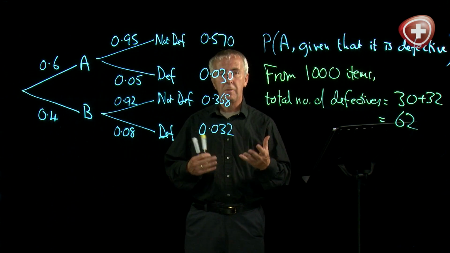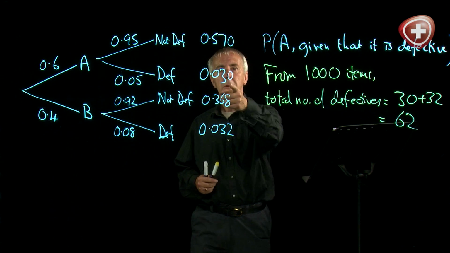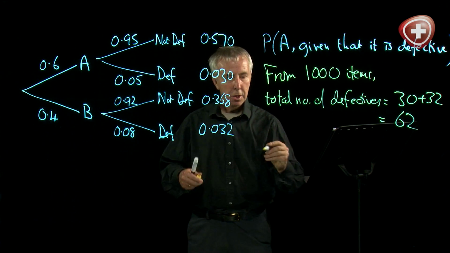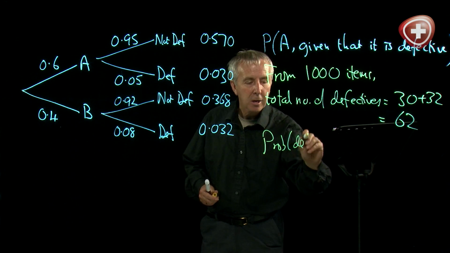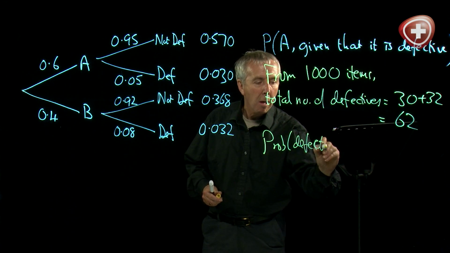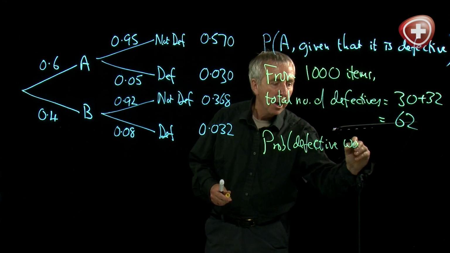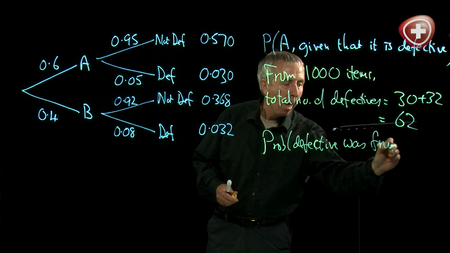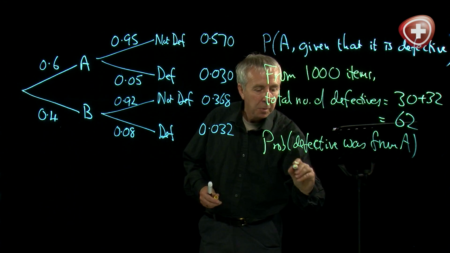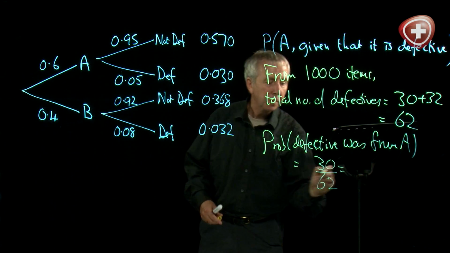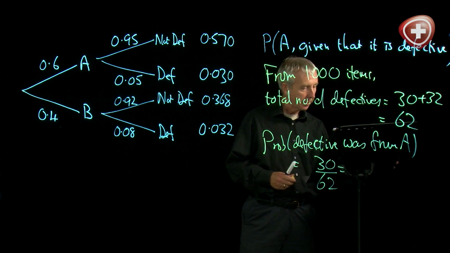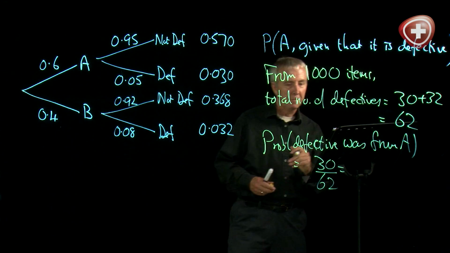Out of those defectives, how many came from A? 30. So the probability that the defective was from A is those 30 out of the 62, which is just below a half, and I've got the answer here, it's 0.484.